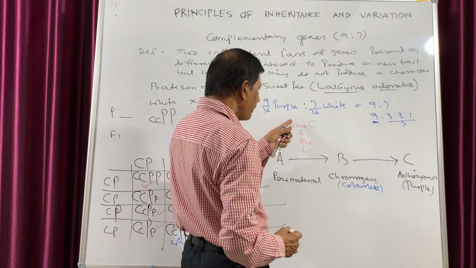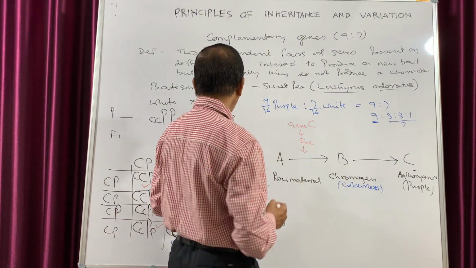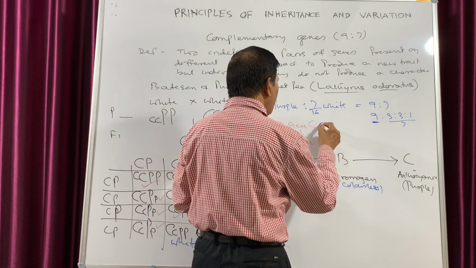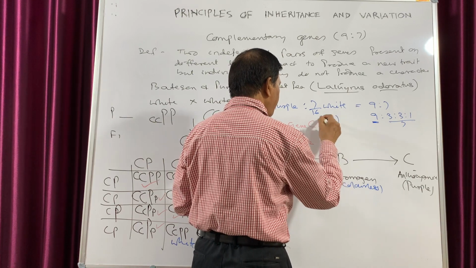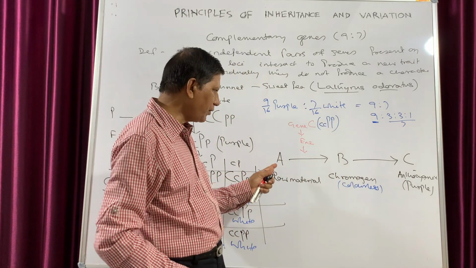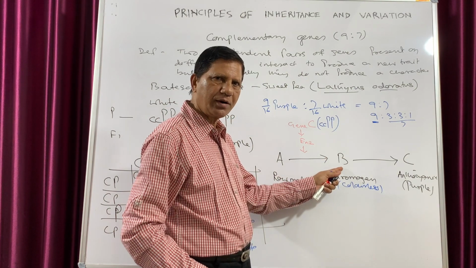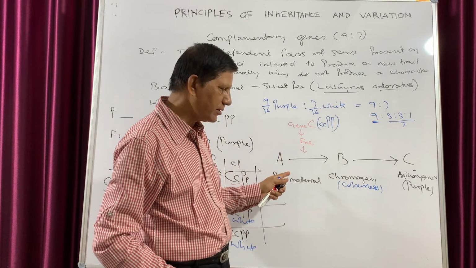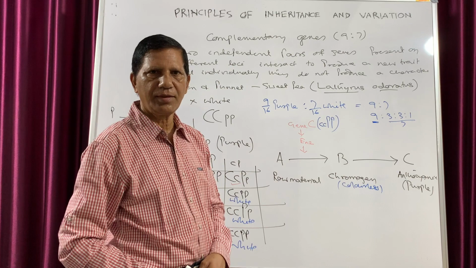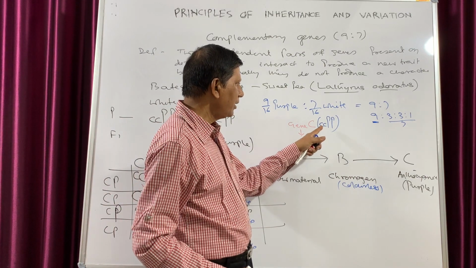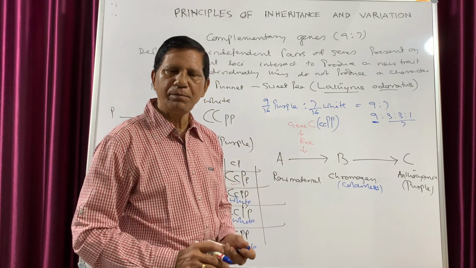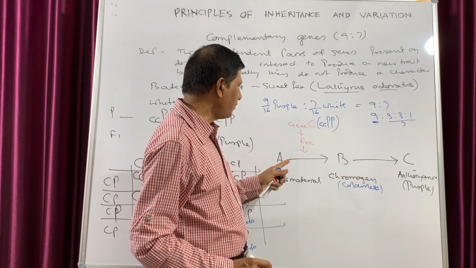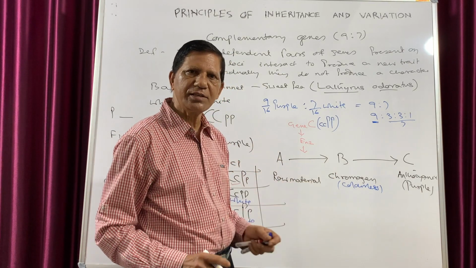So this character is present in the plant small c, capital P. You see, for the conversion of raw material to chromogen, the intermediate product, it requires the function of the dominant gene C, which will produce the enzyme, and that will convert the raw material to chromogen. But in case of the plant small c and capital P, there is no dominant gene C. That means it cannot convert the raw material to chromogen. That means the flowers will be white in color.